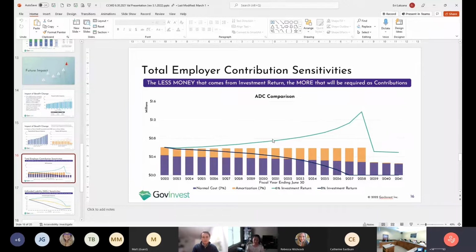If the investment income comes in at 8%, your ADC will follow the dark blue line. So it will be lower than where you are right now. You are currently at about 600,000. It will continuously go down and reach zero by 2037 if the actual investment income comes in at 8%.